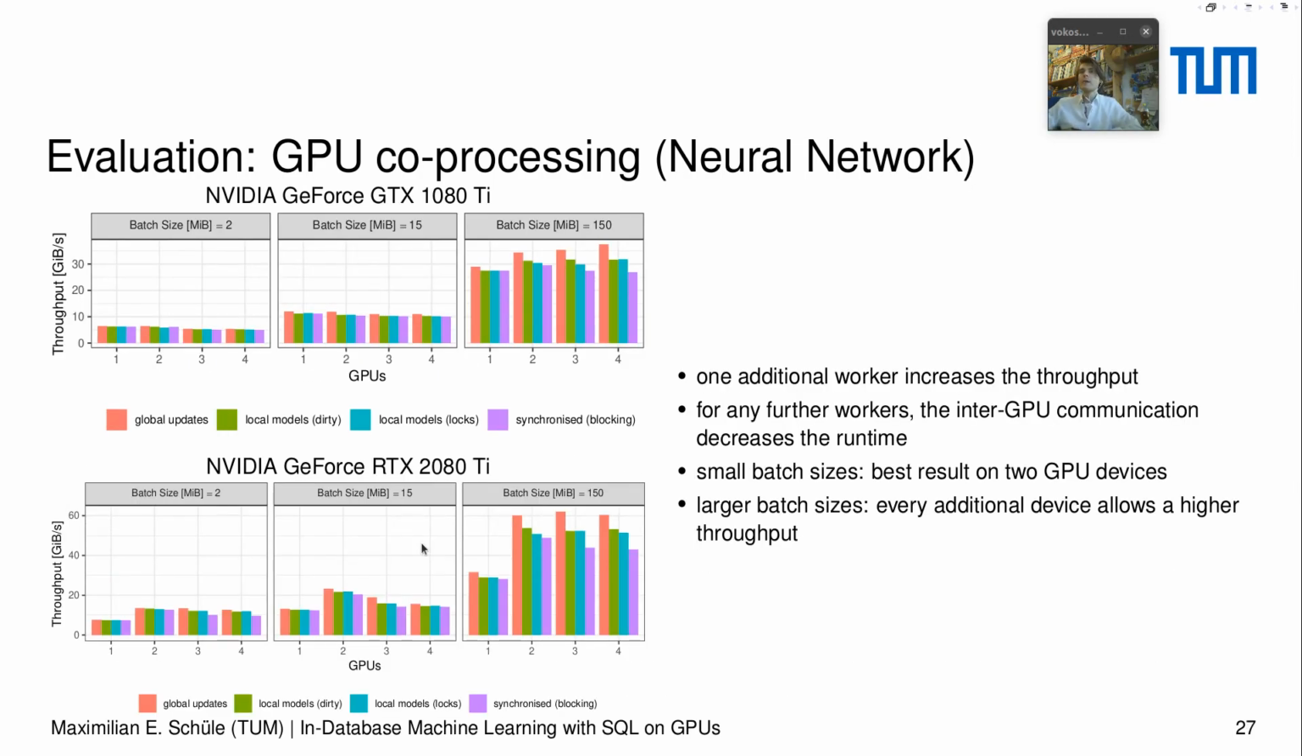We did the same also for the neural network. One additional worker increased the throughput. For any further workers, the inter-GPU communication decreased the runtime. For small batch sizes, the best result was when we used 2 GPU devices, so here on the left, but the larger the batch size is, so on the right, every additional device allowed a higher throughput. As you can see, it scaled up.